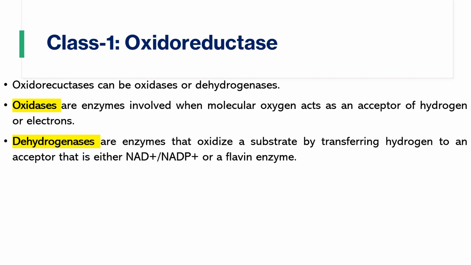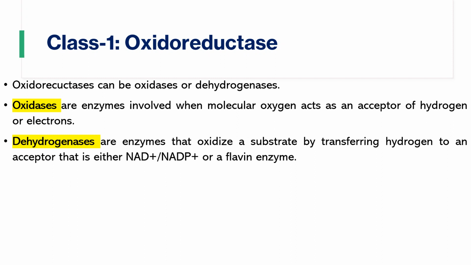Dehydrogenases are those enzymes which oxidize a substance by transferring hydrogen to an acceptor, that is either NAD plus, NADP plus, or a flavin enzyme. Normally, if you see the chemical reactions where oxidation takes place, there are four different ways by which oxidation occurs. Either you can define oxidation reactions on the basis of oxygen transfer, or hydrogen transfer, or electron transfer, or oxidation number transfer.